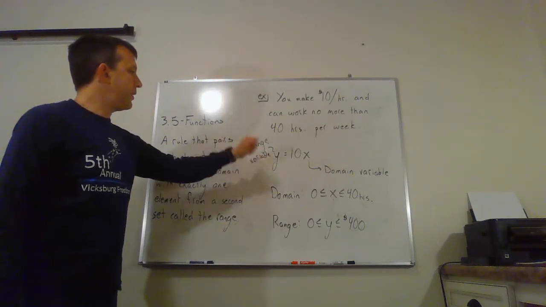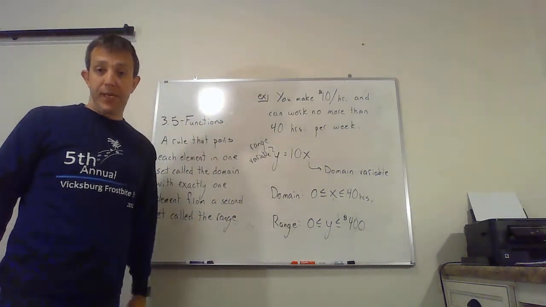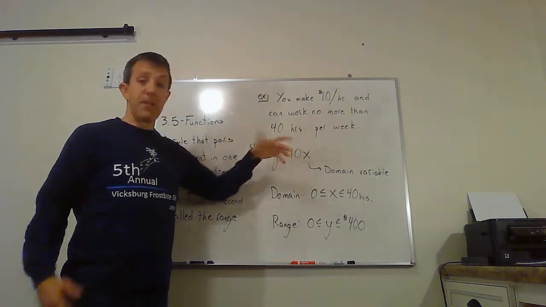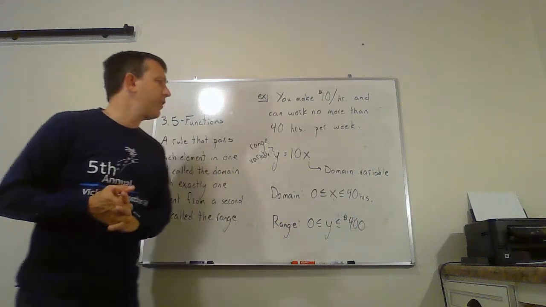So here's my rule, if you will. y is equal to 10 times x. The amount of money you make is equal to $10 times how many hours you work, right? That's kind of straightforward. Hopefully we all know that one.